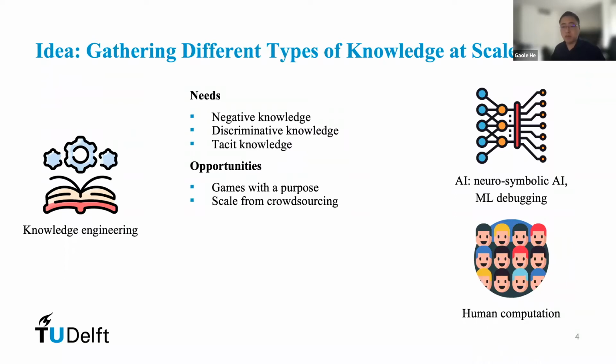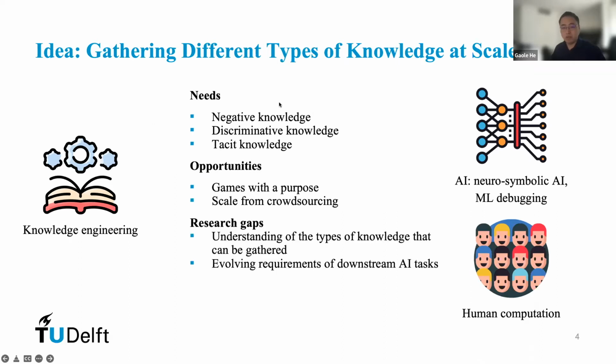Game with a purpose is an effective and enjoyable approach to collect common sense knowledge from human players. However, little is currently understood about the types of knowledge that can be gathered using existing knowledge elicitation methods. Moreover, these methods fall short of meeting the evolving requirements of downstream AI tasks. Addressing the research gap, we developed a novel game with a purpose, Find It Out, to elicit different types of knowledge from human players through easily configurable game mechanics.